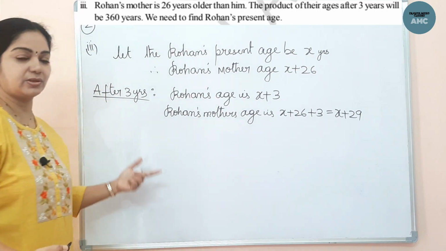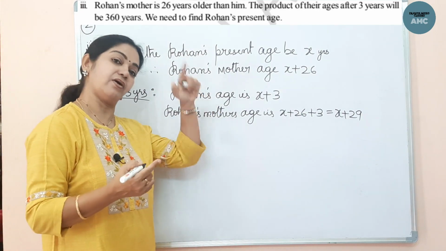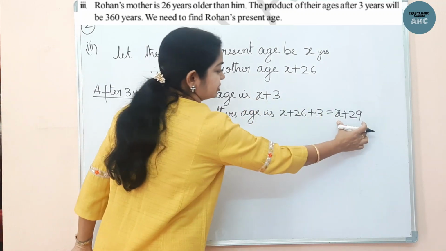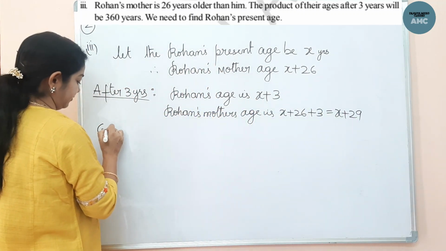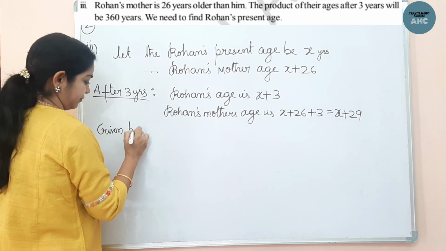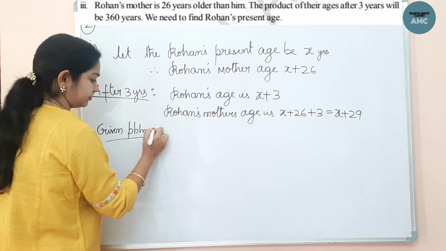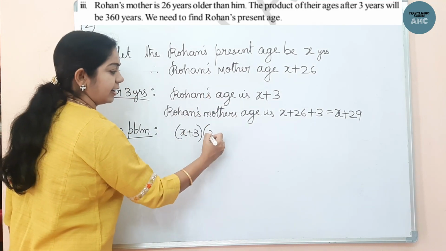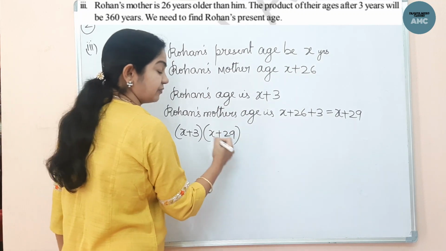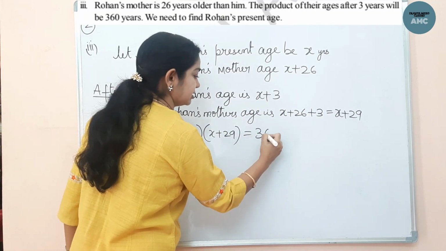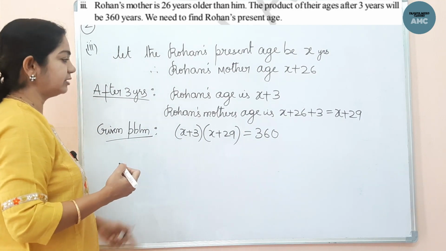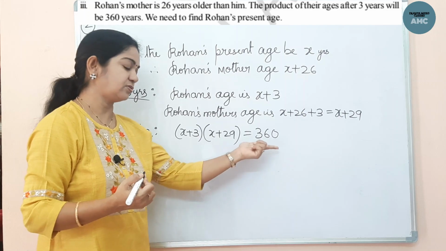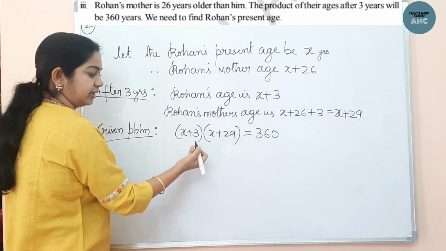Right. And it is also given that the product of their ages after 3 years is 360. So after 3 years the ages are these two, and the product given in the problem is x plus 3, Rohan's age after 3 years, and x plus 29, his mother's age after 3 years, equal to 360. This is the condition given. Now what is asked is to represent the following situation as a quadratic equation. Here it's still not in quadratic form.